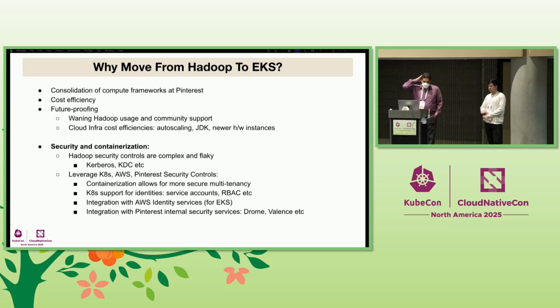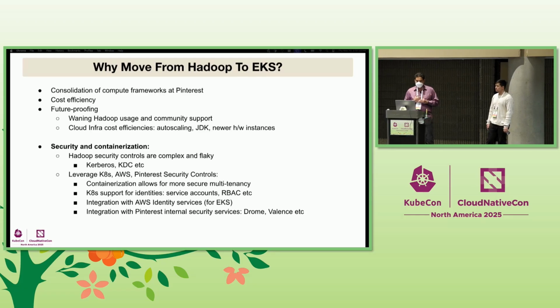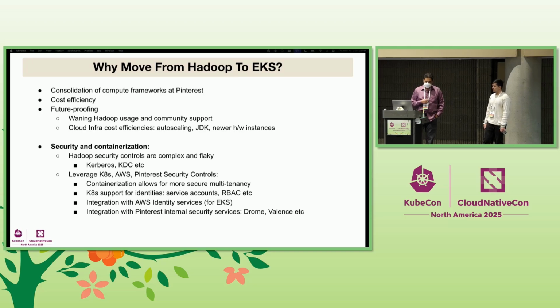So why did we do the move? There are the usual reasons. We were consolidating compute frameworks. Cost efficiency was a factor. We wanted to future-proof against Hadoop. It was getting old. People are moving on to other things. But the biggest reason for us was security and containerization, what's provided by Kubernetes, amongst others. A lot of the Hadoop security controls are flaky, tough to maintain, like Kerberos, KDC, so on and so forth.